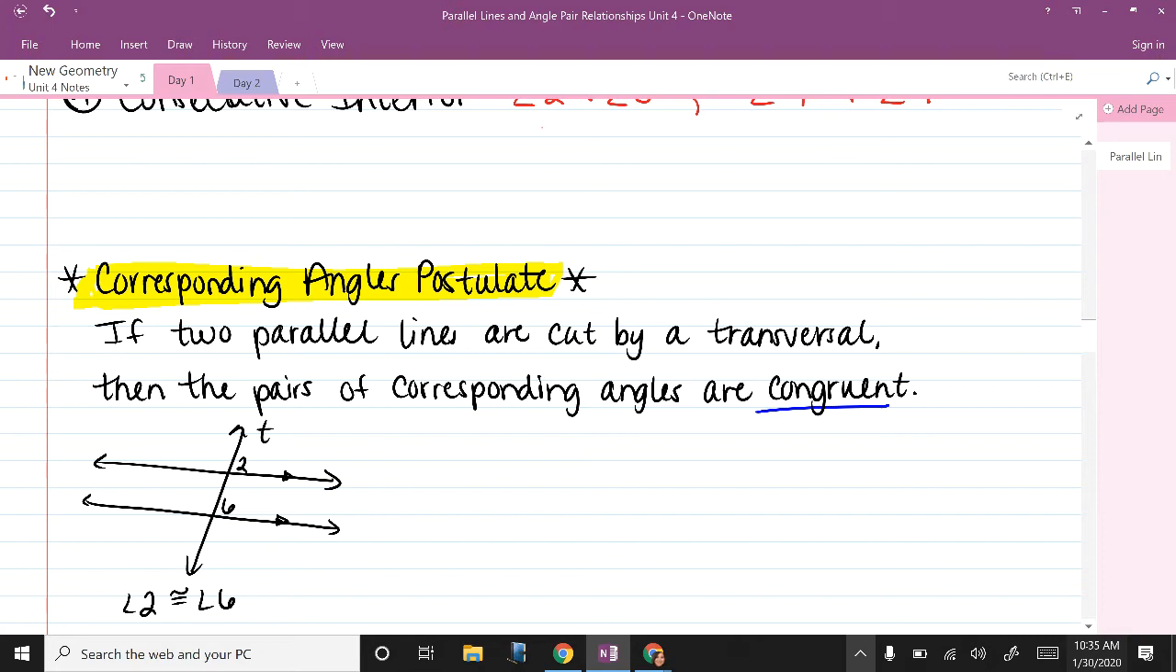Corresponding angles are congruent. If two parallel lines are cut by a transversal, then corresponding angles are congruent. Highlight that word congruent. Corresponding angles are congruent. Memorize, memorize, memorize.